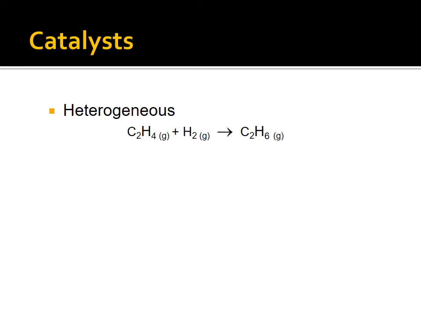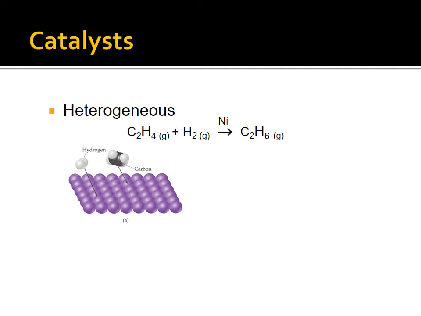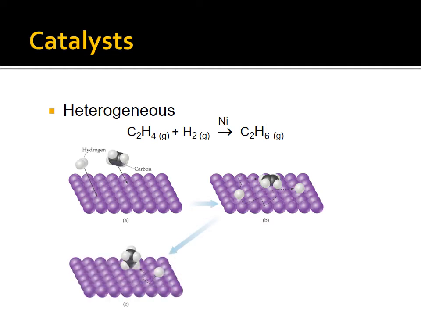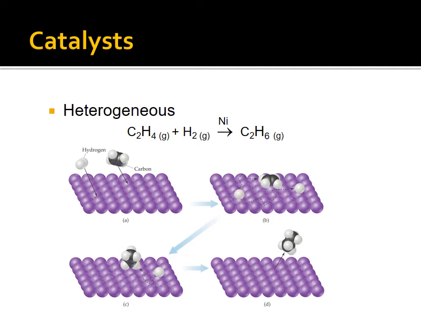Let's consider the different types of catalyst. First, the heterogeneous catalyst. Here, ethene reacts with hydrogen to form ethane over a nickel catalyst. Nickel is solid and the reactants and products are gases. Hydrogen and ethene gases are adsorbed onto the surface of the catalyst. Then bonds are broken and new bonds are made, and the products leave the catalyst surface, which we call desorption. Therefore, these kinds of steps are involved in a heterogeneous catalyst.